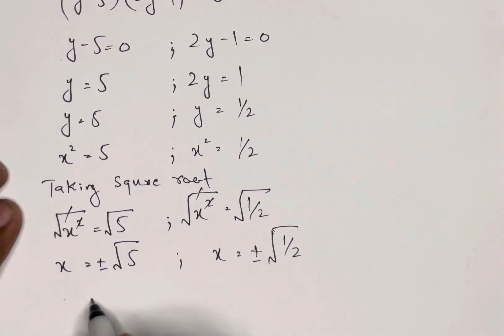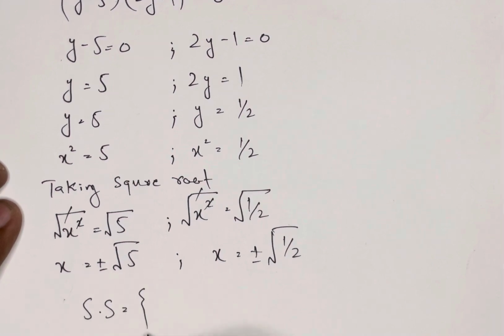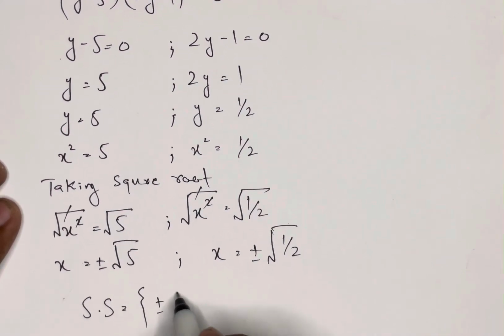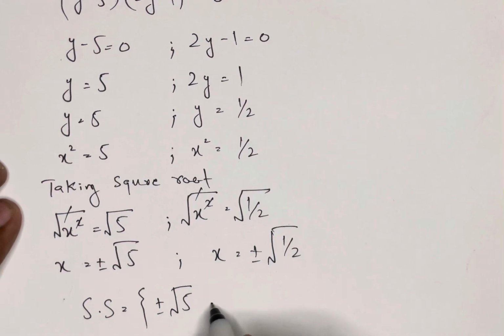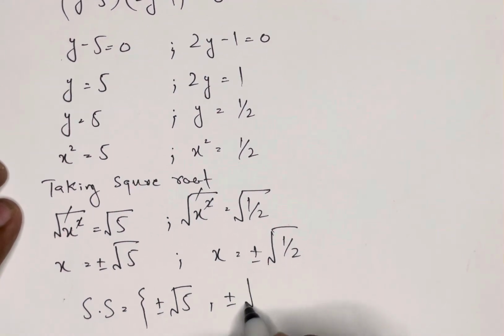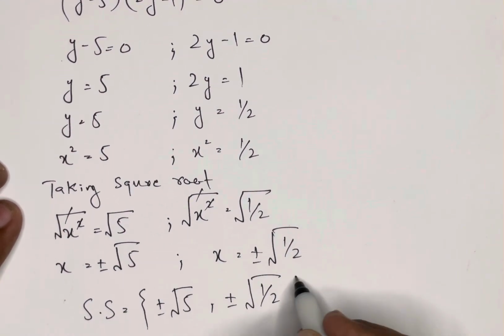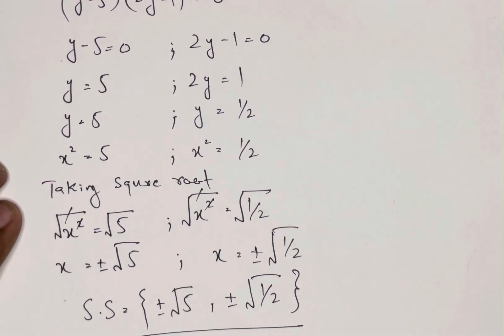So the solution set is plus minus under root 5 and plus minus under root 1 over 2. So this is a simple math equation.